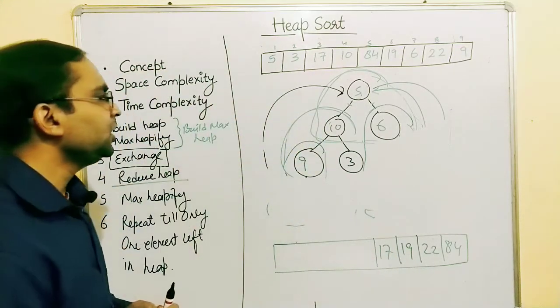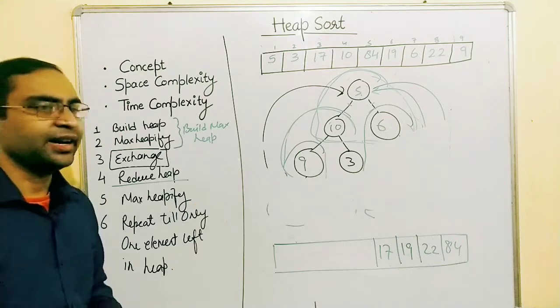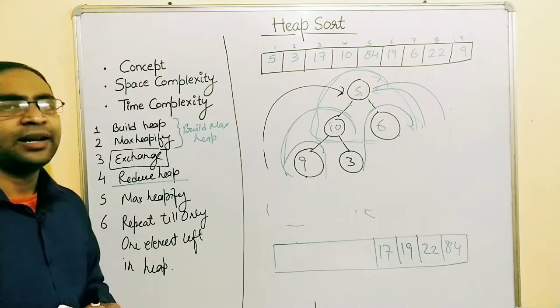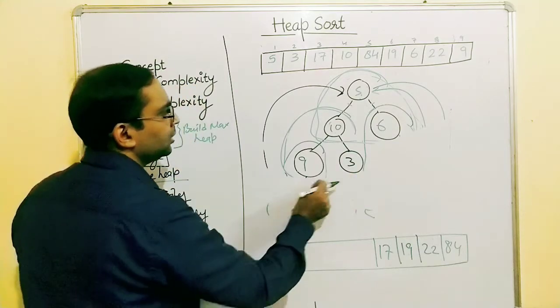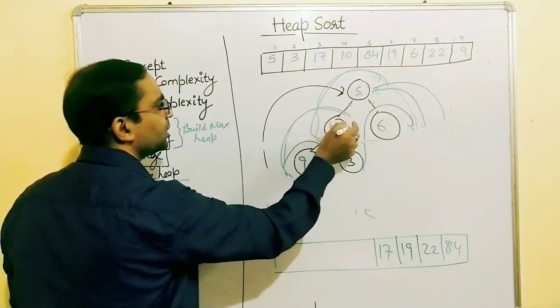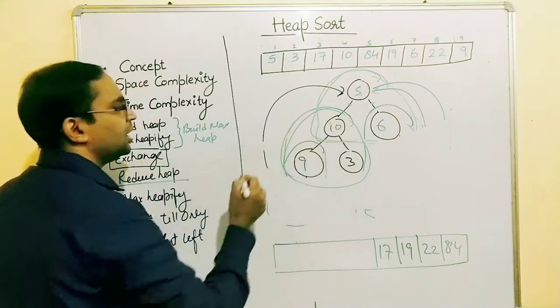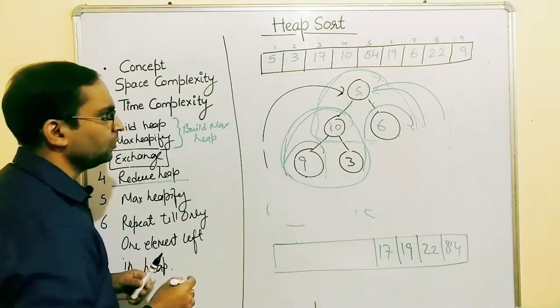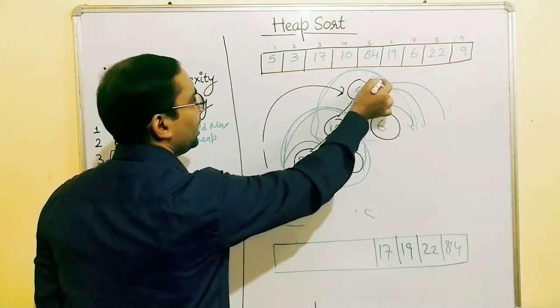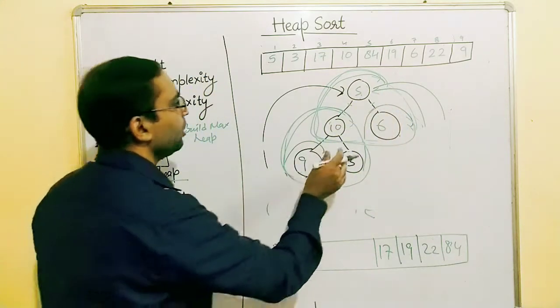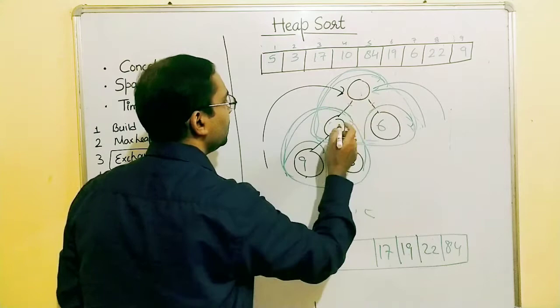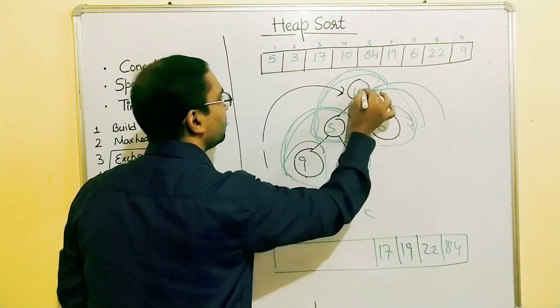And now we need to perform heapify again. So we'll see, okay, leaf, leaf, leaf. So this is the first subtree, 10, 9 and 3. No property violation. So we'll go up, 5, 10 and 6. Yes, property violation. So we'll swap this 10 with 5. So 5 will come here, 10 will come here.